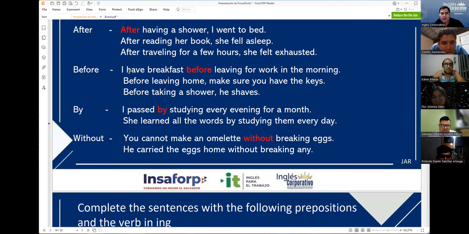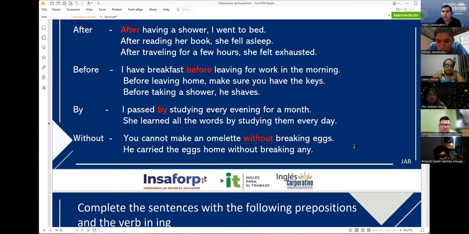Without means sin. After es después, before es antes. And without, sin: you cannot make an omelet without breaking eggs. It's a saying, right? No se pueden hacer omelets sin quebrar huevos. He carried the eggs home without breaking any, sin quebrar ningún huevo.